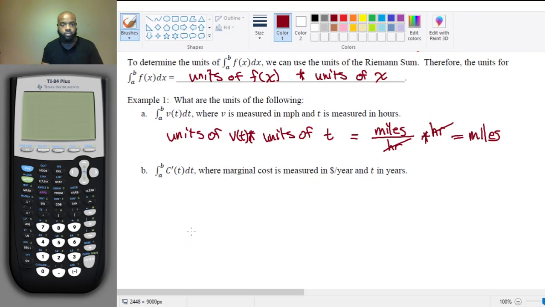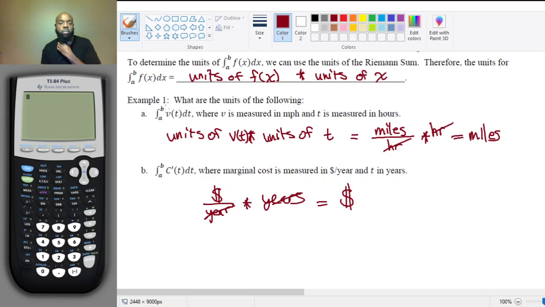In part b, we have the integral from a to b of c prime of t dt, where marginal cost, which is that c prime, is measured in dollars per year, and t is measured in years. And so the units of my integral is going to be the units of c prime of t, which is dollars divided by year, and then I multiply that by the units of t, which is in years. And notice here my years cancel, and I'm just going to be left with dollars. All right, so the units of this integral is dollars.